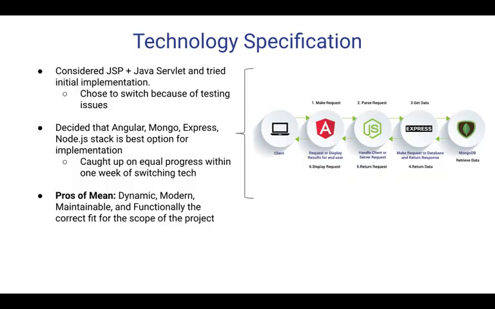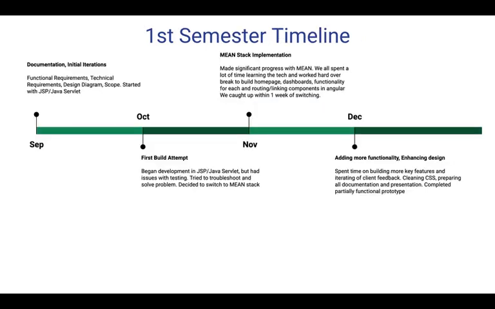The technology specification that we chose to involve was the MEAN stack. MEAN standing for M as in Mongo, E as in Express, A as in Angular 8, and N as in Node.js. And we chose the MEAN stack because it's dynamic, it's modern, it's maintainable, and it's very functional for a lot of the issues that the CAS Club was experiencing, and we could build custom functionality for them specifically for their needs. By building custom tailored solutions, we are going to be able to solve the exact needs of our client and ensure that they are satisfied with the end product.